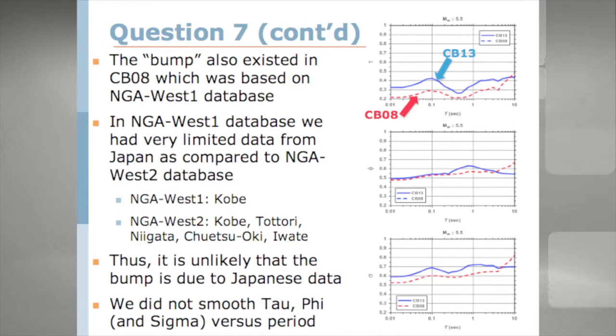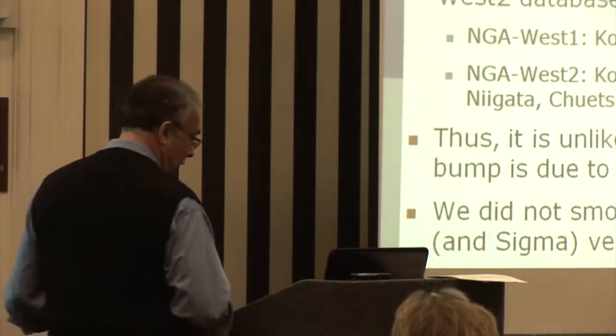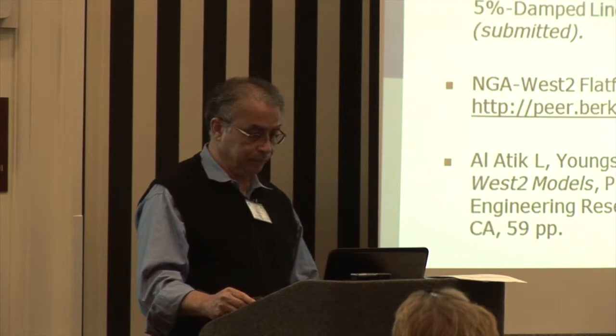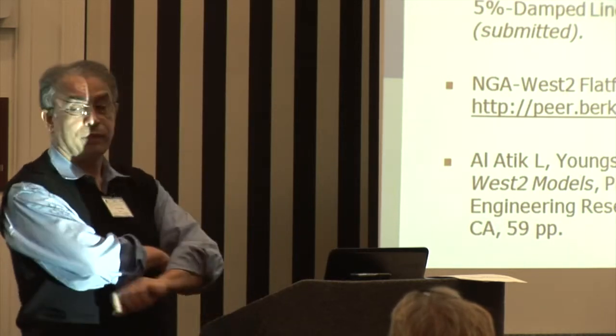But in NGFS2, we have 5 major well-recorded Japanese earthquakes. So we conclude that since we had it in 08 and we have it in NGFS2, most likely it's not due to the Japanese data. And also, it's very important, we didn't do any smoothing of the standard deviation. We did some smoothing of the coefficients and other things, but we didn't do any smoothing here. So this is really what's coming out of the data. So that was another question. And that's it. References? No? Questions, clarifications?